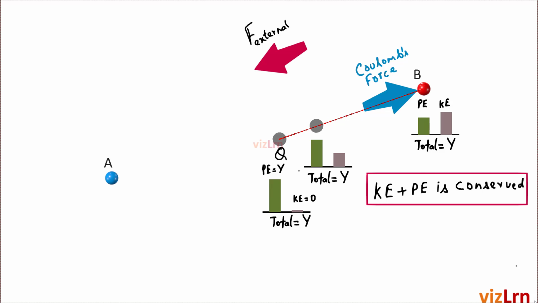So when charge B is moving under the influence of Coulomb's force, the sum of kinetic and potential energies of B is conserved at any point in time. Now forces of this kind, like the Coulomb force here, are called conservative forces. So Coulomb's force is a conservative force.